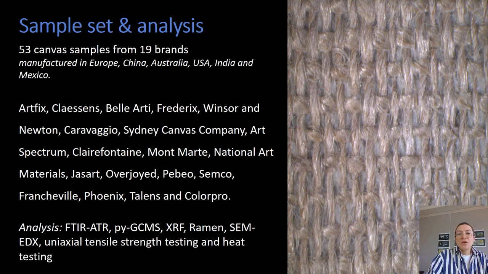Each sample's verso and cross-section were photographed in visible light and UV. Weave patterns were identified and thread counts taken. For all samples, canvas fiber, priming binder, and pigments plus fillers were analyzed using optical microscopy, FTIR, PI-GCMS, and XRF. Some samples were further analyzed with Raman spectroscopy and SEM-EDX analysis. In addition, uniaxial tensile strength testing and heat testing was undertaken.